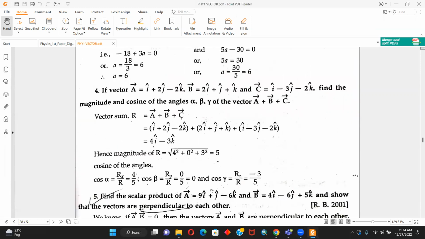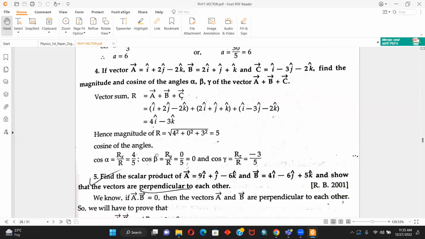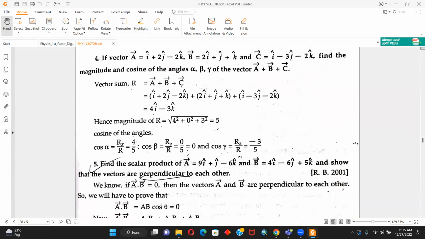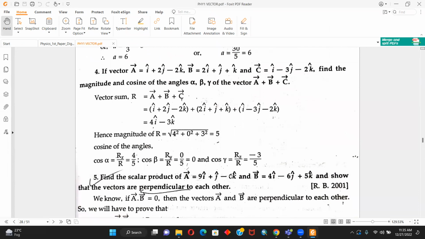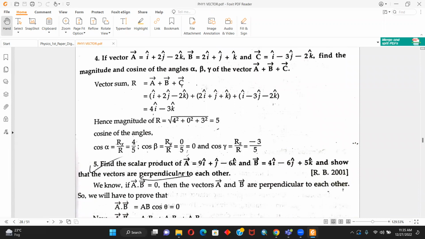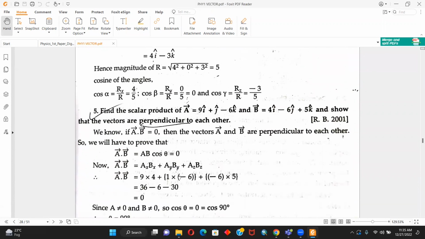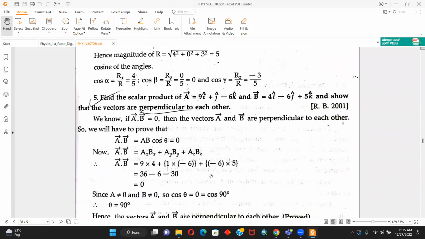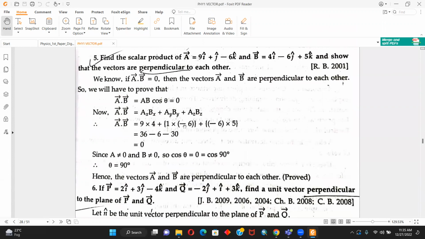Find the scalar product of vector a equals 9i plus j minus 6k and vector b equals 4i minus 6j plus 5k, and show that the vectors are perpendicular to each other. We know the dot product will be equal to 0. So you just calculate the dot product and prove that it equals 0, then they are perpendicular to each other. Okay, very easy.